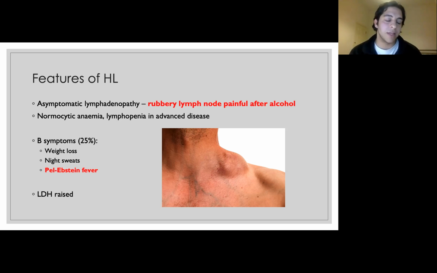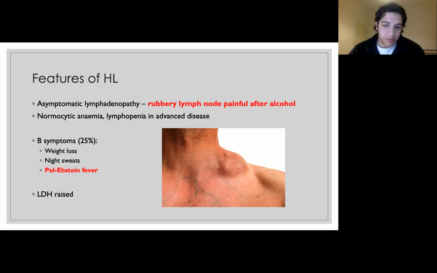In 25% of patients, they get B symptoms. So B symptoms usually show that there's a bit of a worse prognosis. These are things like weight loss, night sweats, and something called Pel-Ebstein fever. So Pel-Ebstein fever, it's a high-grade fever that keeps rising and falling every 7 to 10 days. The fever rises abruptly, it stays high for about a week or so, and then falls close to normal abruptly again. And then it stays low for about a week. So it's up and down. And one other thing worth noting, LDH can be raised as well in Hodgkin's lymphoma.